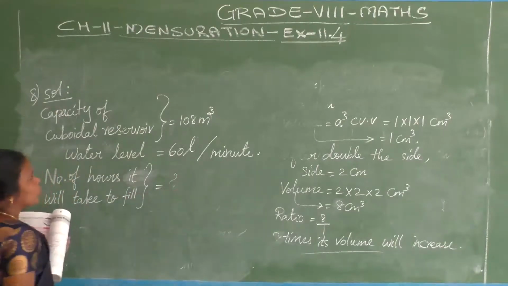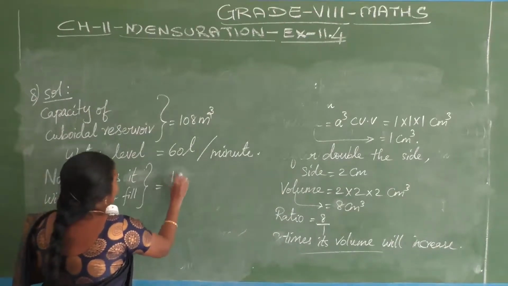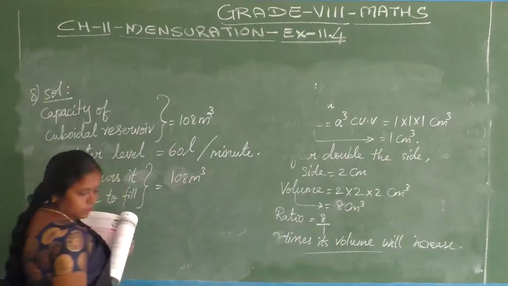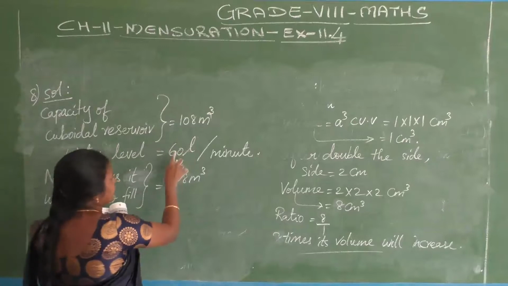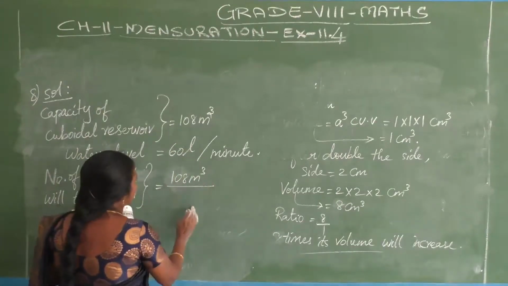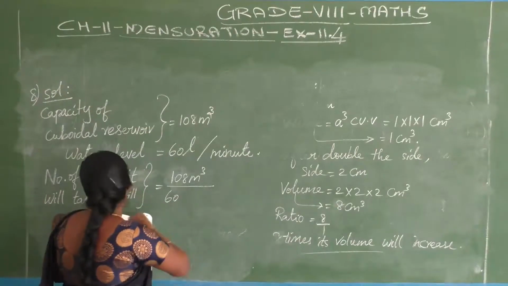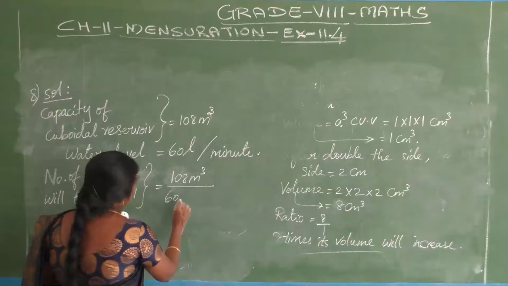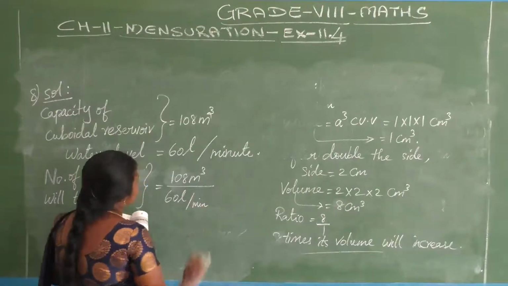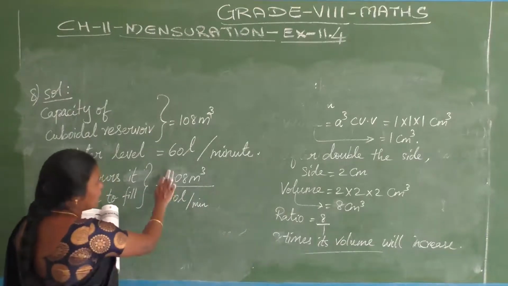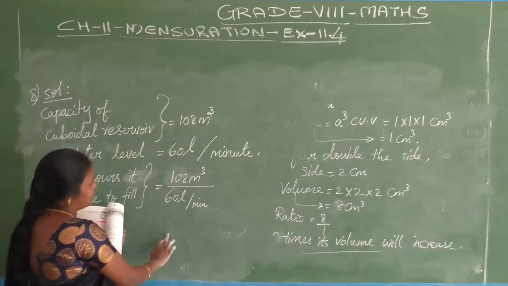This is missing. What to do? So the volume is 108 meter cube, and we have to divide. At which speed is it going? 60 liters per minute. So 108 meter cube by 60 liters per minute. This is the procedure: volume divided by the speed at which water is going into it. Both to be divided.